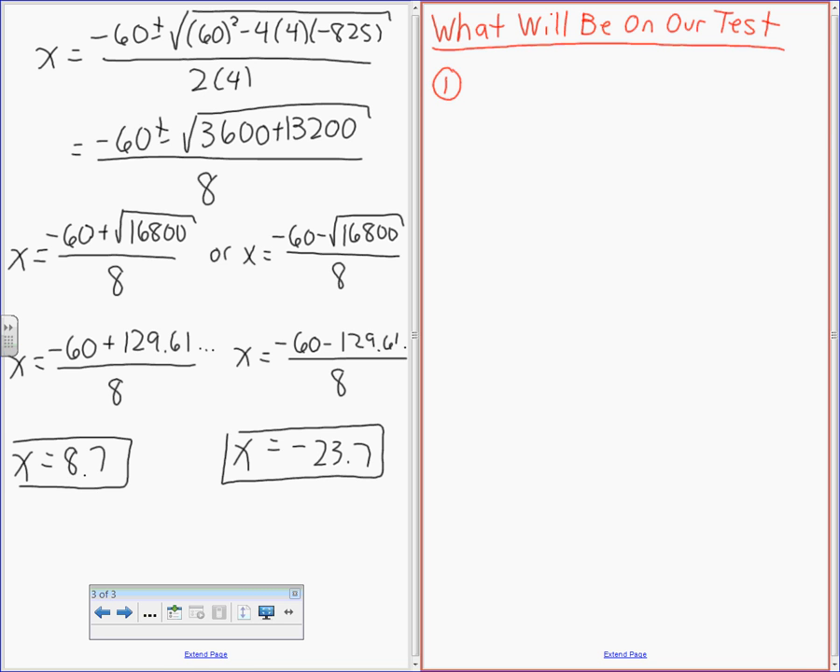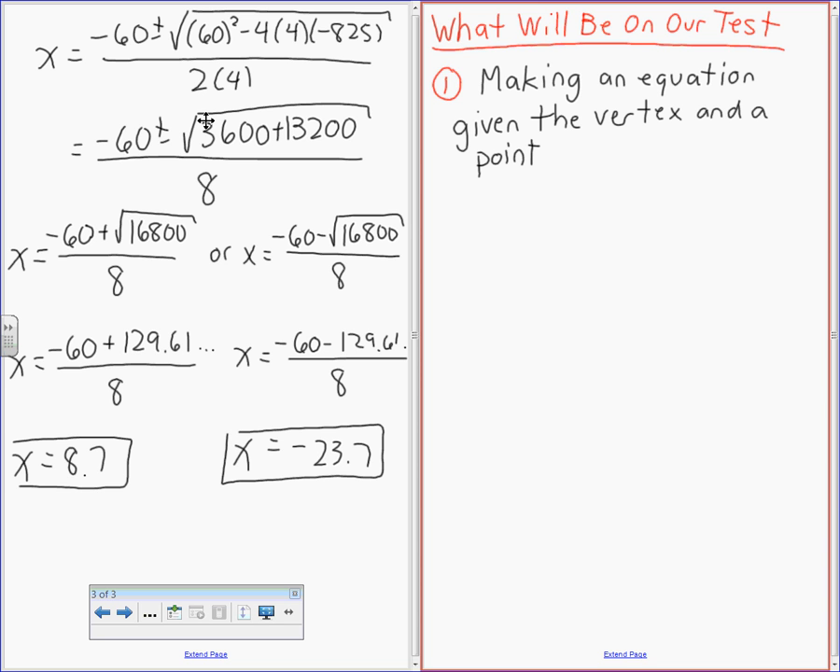Number 1 is going to be making an equation given the vertex and a point. And we did this a long time ago. I was sick on this day. That's coming for number 2, okay? So this is one where I give you the vertex and a point, and you solve for A. Remember that, A, and this is where you sub into this equation. I give you h and k and x and y and solve for a.